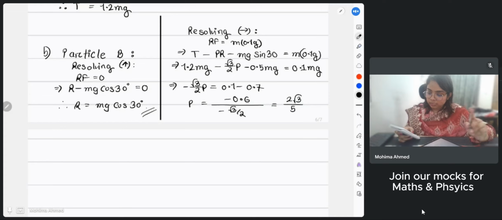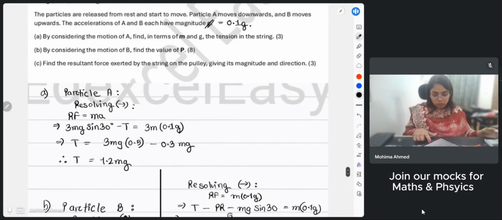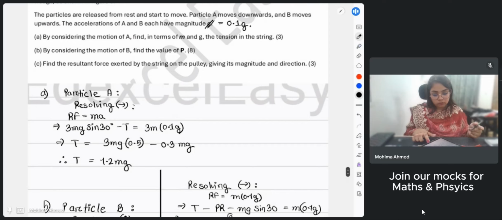also. 0.693. That is also an accepted value. Okay. Now, part B is done. For part C, it says to find the resultant force exerted by the string on the pulley, giving its magnitude and direction. Okay.